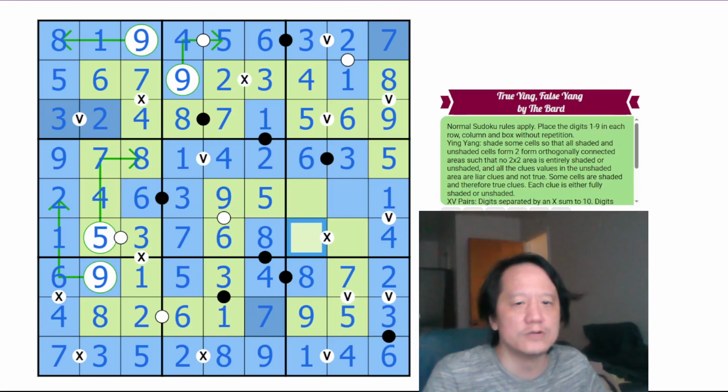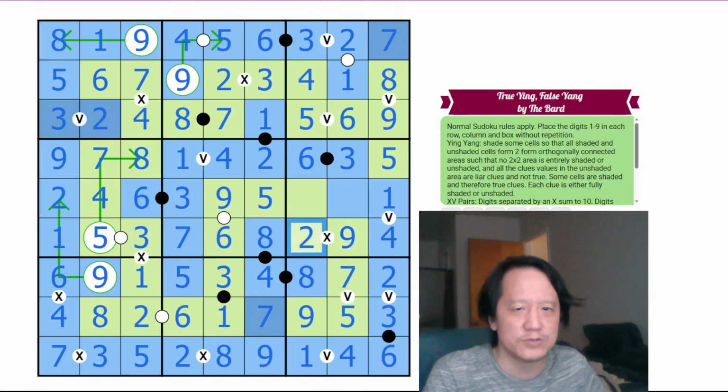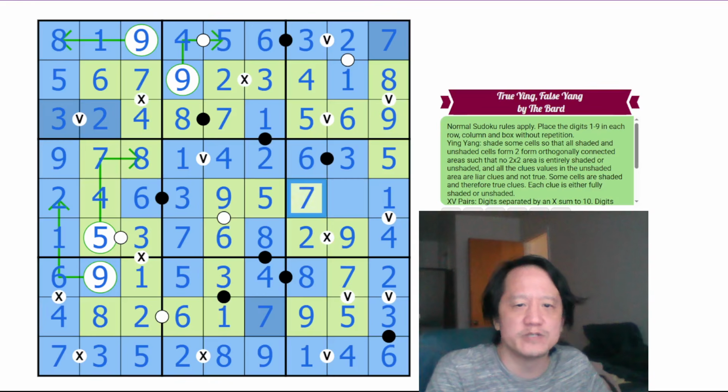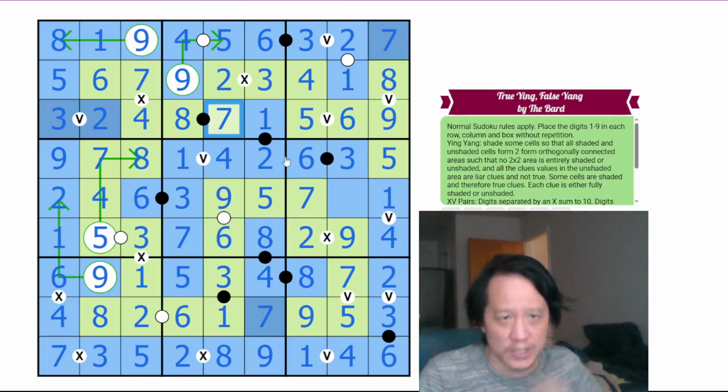And 2 can only be here. We also have a 9 with it. 2 and 9 does not add up to 10. So this must be 7, and this has to be an 8. But let's just double check.